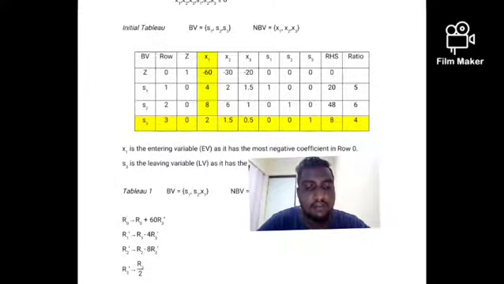So x1 is the entering variable, EV, as it has the most negative coefficient in row 0. S3 is the leaving variable, LV, as it has the smallest ratio. So based on table U1, the basic variables will be s1, s2, x1, and the non-basic variables will be x2, x3, and s3. The elimination: row 0 will be row 0 plus 60 R3, R1 will be R1 minus 4 R3, R2 will be R2 minus 8 R3, and R3 will be R3 over 2.